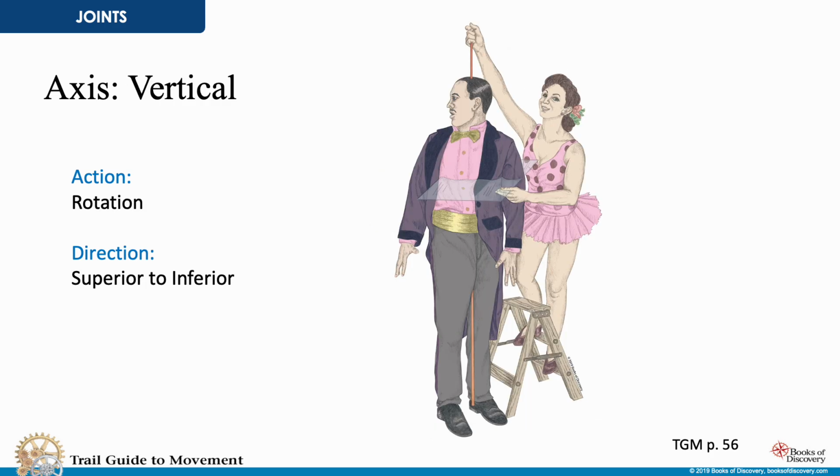With the vertical axis, this diagram shows the rod being put through the top of the head down through to the feet. So the action here will be rotation, and the direction of the axis is superior to inferior. Of course, vertical being up and down.